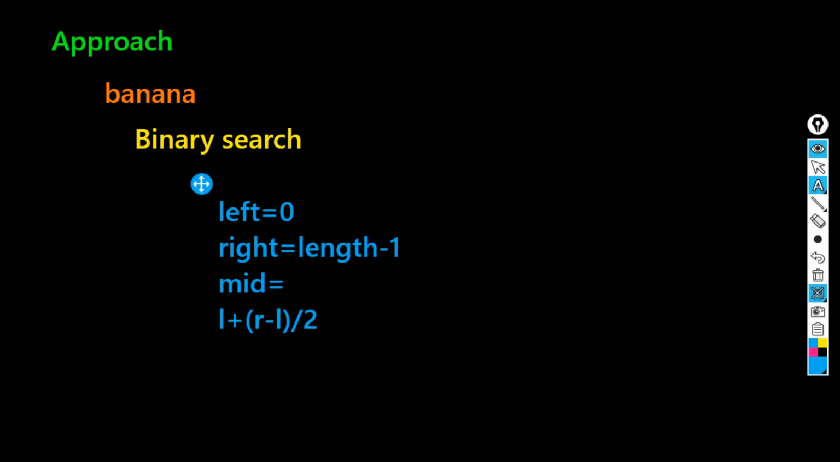So if we calculate using both, suppose we consider L equals 10 and R equals 20. With the first formula, L plus R divided by 2, it will be 30 divided by 2 equals 15. With this formula, 20 minus 10, it will be 10, divided by 2, it will be 5. So 5 plus 10, it will be 15. So the answer is coming the same, but for string comparison this is the best formula which is used.